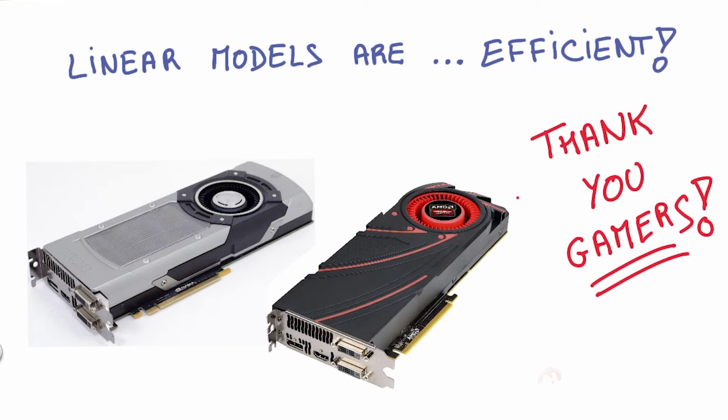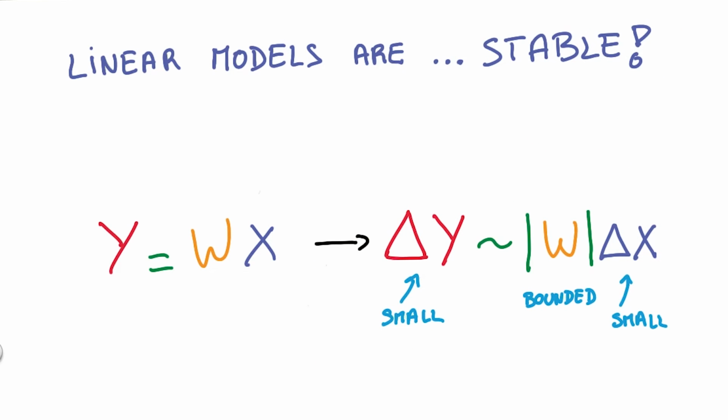Linear operations are really nice, though. Big matrix multiplies are exactly what GPUs were designed for. They're relatively cheap and very, very fast. Numerically, linear operations are very stable. You can show mathematically that small changes in the input can never yield big changes in the output.